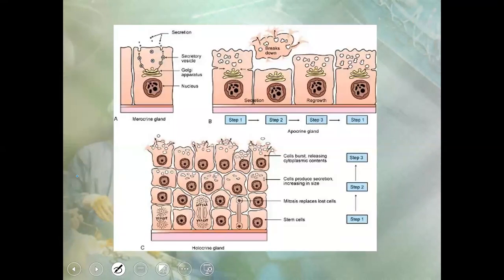Here I have one of a series of pictures. Let me get my laser pointer going here. Merocrine: there's the gland. No cellular sacrifice. Apocrine: here's the gland. It releases its secretions to the top portion of the cell. The top portion of the cell is released. The cell will then create a new top portion and re-release the secretion. Holocrine: we have the entire cell releasing the secretion. And you can see here, we've got several stages of mitosis to replace the cells that are being sacrificed.